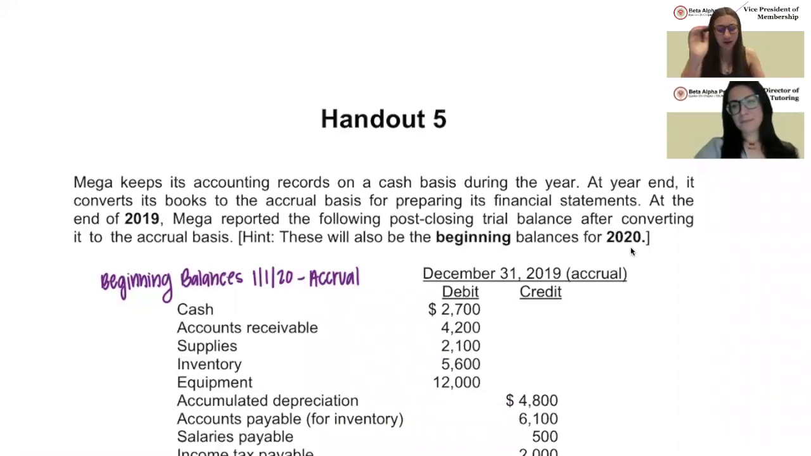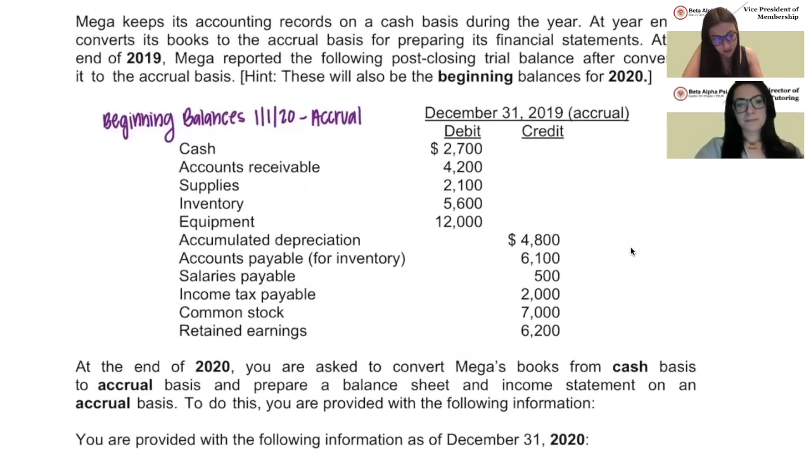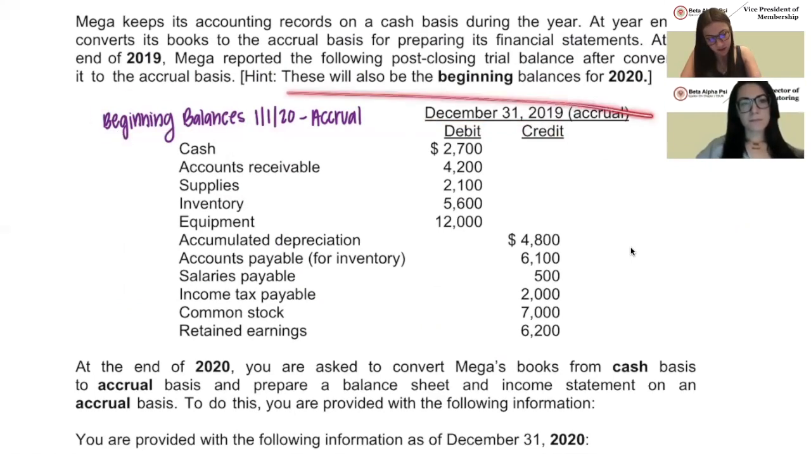All right, everyone. We're going to do Handout 5, and Handout 5 is taking a company's books from cash basis and converting them to accrual basis. So the information that we're given is the December 31st accrual basis balance sheet, which if it's December 31st, 2019, then that means it's going to be our beginning balance for 2020. So we're given all this information.